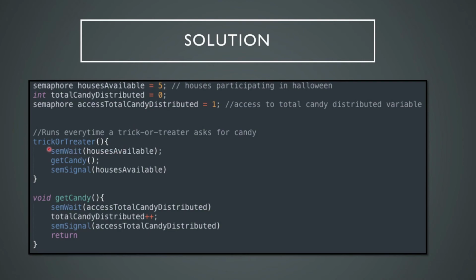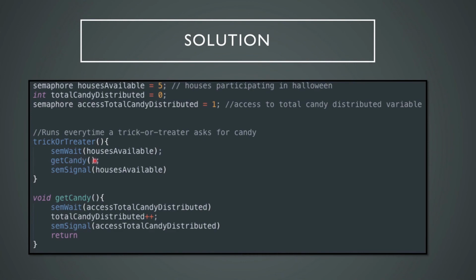So initially what we do is we have to first create a function called trick-or-treater, and this is a function that runs every time a trick-or-treater reaches a house and asks for candy. So first thing we have is that we run the semWait function on the houses available semaphore, and this, remember, decrements the houses available count value by 1, so then it makes it a 4, and that means that now we have 1 process inside the critical region, so we can have a maximum of 5 at a time, because there's only 5 houses that are participating in this year's Halloween.